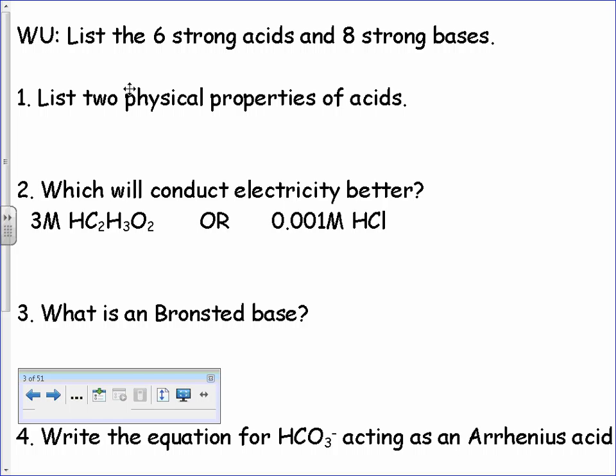Okay, Bronsted-Lowry acids and bases are dependent upon what action? Giving and receiving what? Protons, right? Hydrogen ions.